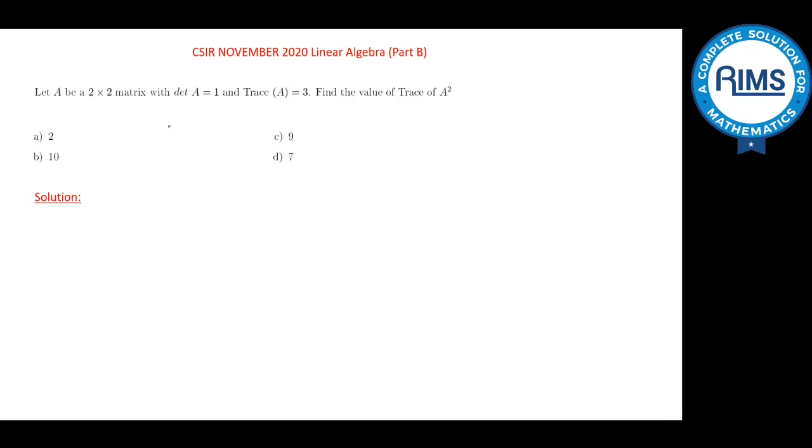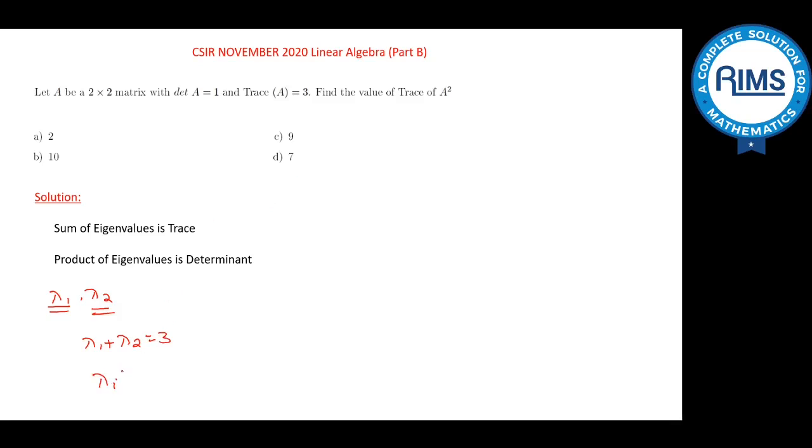Here the matrix is a 2 by 2 matrix, and we know that the sum of eigenvalues is the trace and the product of eigenvalues is the determinant. Here lambda 1 and lambda 2 are the eigenvalues of this matrix. That is, lambda 1 plus lambda 2 equal to the trace of the given matrix, which is 3, and the product of the eigenvalues is the determinant. That is, lambda 1 into lambda 2 equal to 1.